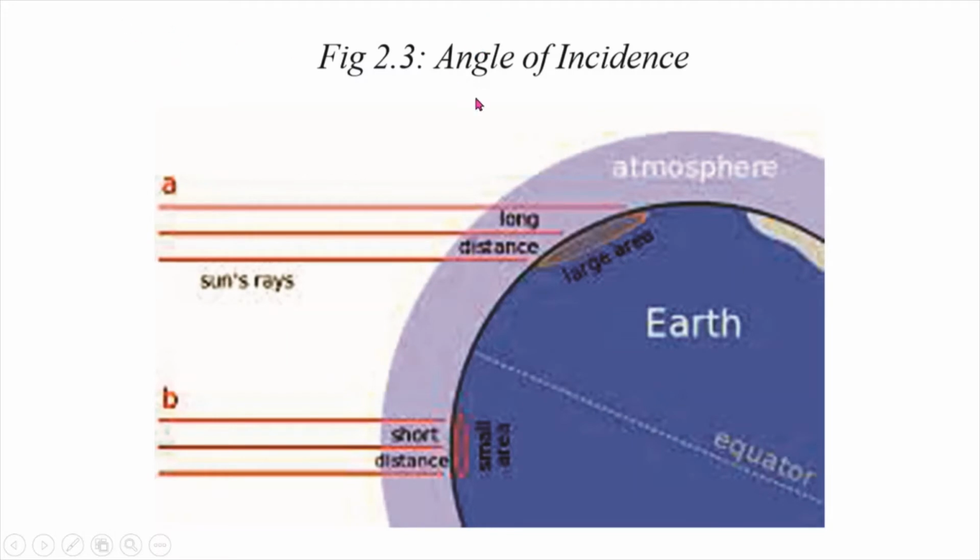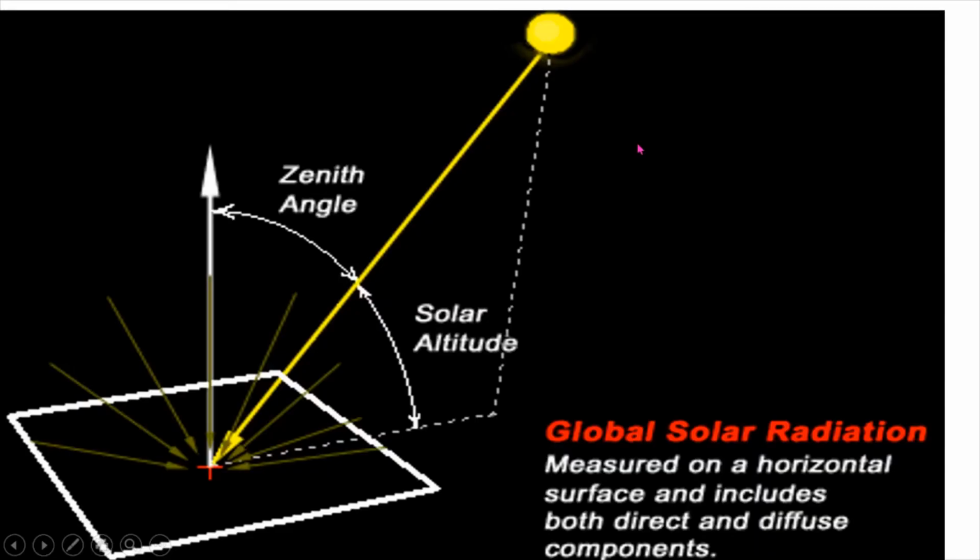And see here, the angle of incidence with the short distance, that is, the incident light at the equator, is incident on a small area, whereas at the curvature area it is incident on a large area of the Earth's surface. This is all the layers of the atmosphere, which consists of different gases.